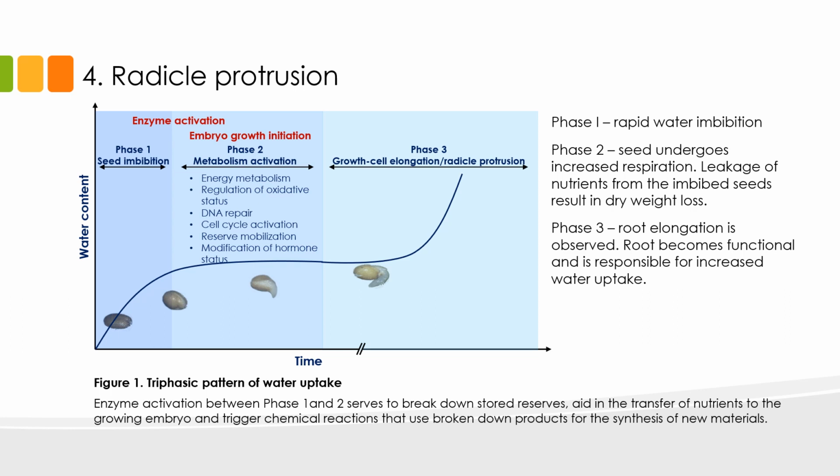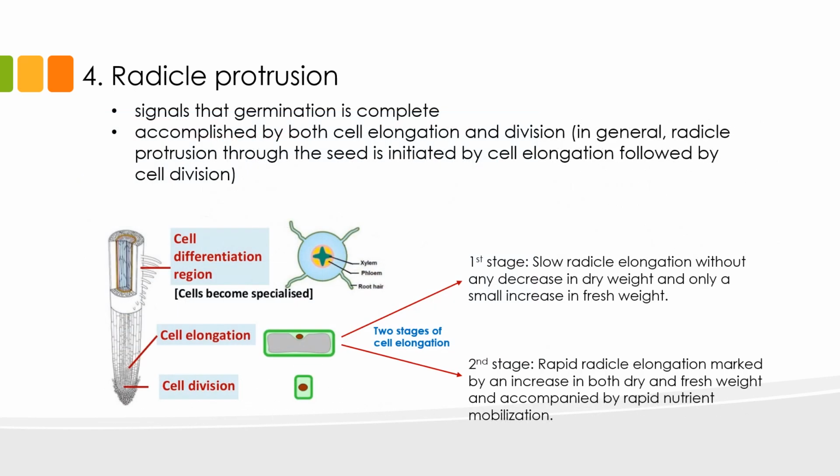With a continuous supply of energy to the embryonic axis, naturally, we will see a progression in the growth of the embryo. Between phase 2 and phase 3 of water uptake, the radicle or the embryonic root emerges. This root elongates and becomes functional. The functionality of the root brings the seed to phase 3 of water uptake. The developing roots aid in the increased water uptake by the seed during this phase. The emergence of the root out of the seed coat signals that germination is complete, and that's the very basic characteristic of a germinated seed, when the radicle or the embryonic root emerges from the seed coat.